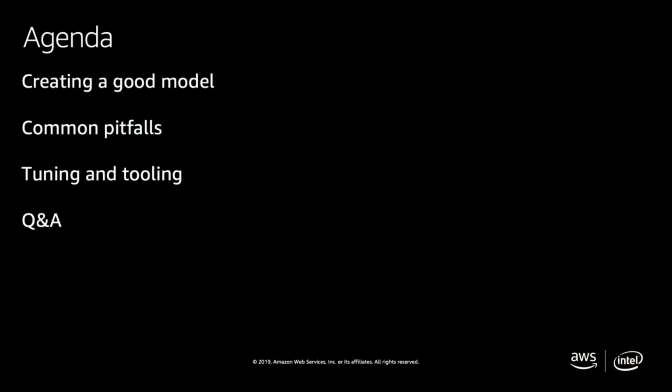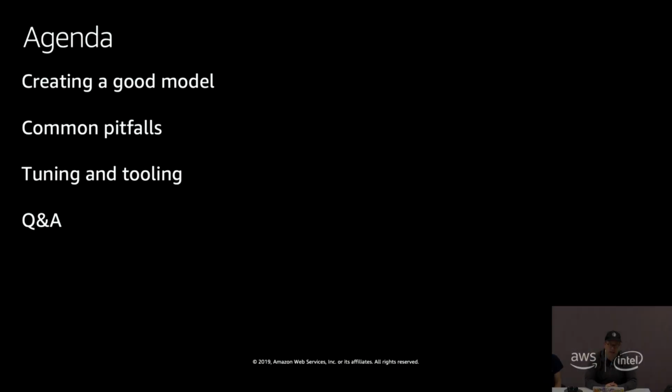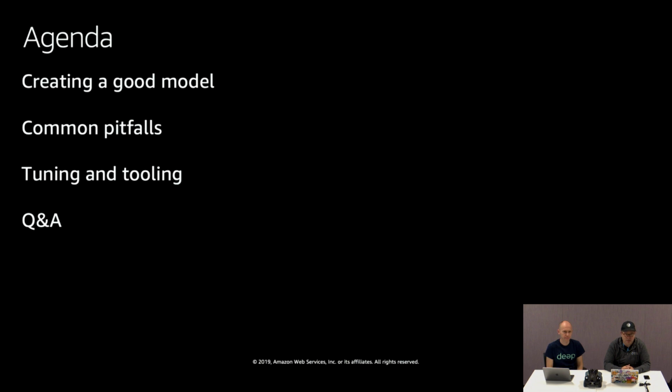So this is what we're going to cover today. The first section is how to create a good model. So what do you need to think about to do that? Then we're going to follow that with some of the common pitfalls that we see people taking, and also some of the pitfalls that we've learned from things like the DeepRacer community. And then finish it off with some of the tuning and tooling that we think are essential to improving your time. And then wrapping up with some Q&A.